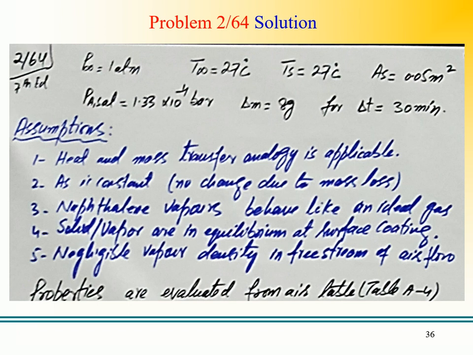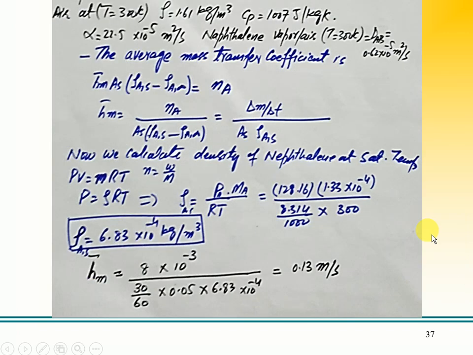So we are taking the density of the air as constant. The properties are evaluated from the air table, because species A is air. From table A4 I read the different values. At 300 K the density is 1.61 kilogram per meter cube. The value of Cp is 1.007 joule per kilogram Kelvin. Alpha, the diffusivity, is 22.5 times 10 to the minus 5 meter square per second.